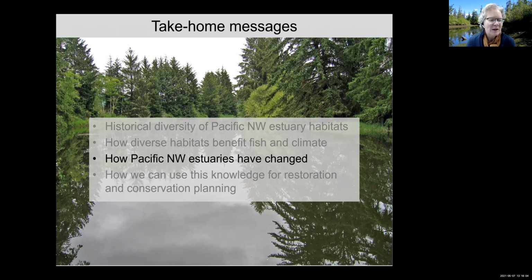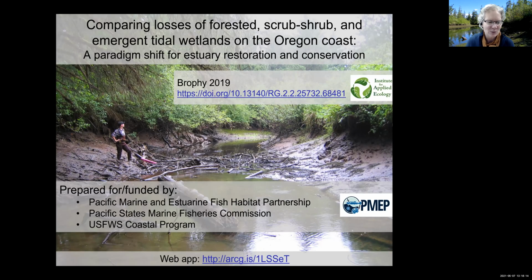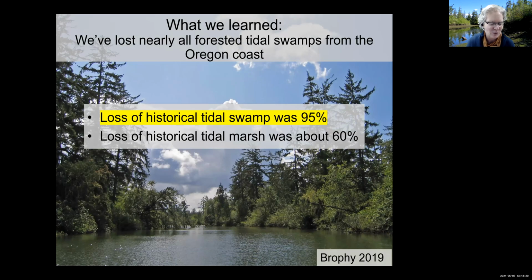So now that we know how much these different diverse tidal wetland habitats benefit us, it's good to know how they've changed so we know what the level of impact is and what we need to aim for in terms of restoration. So I'm going to go back to this same study from 2019 and show you some of what we learned. So from the Oregon coast, we found that the loss of historical tidal swamp was 95%.